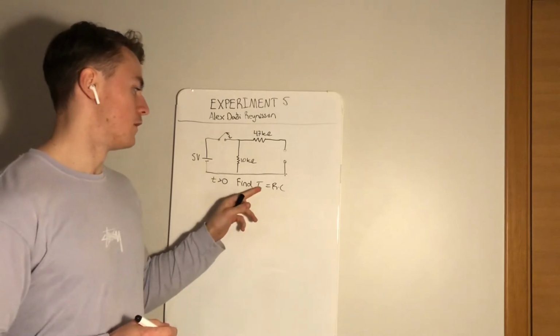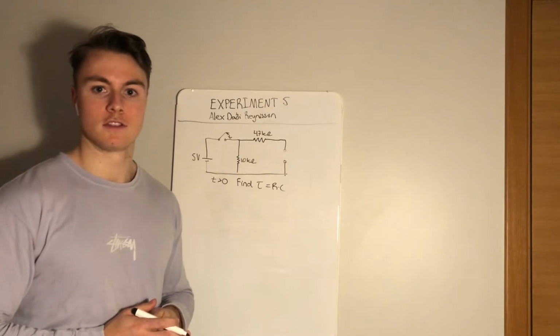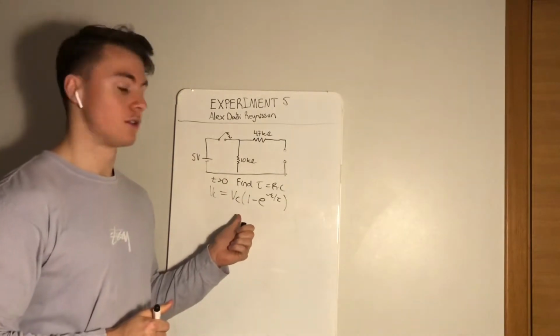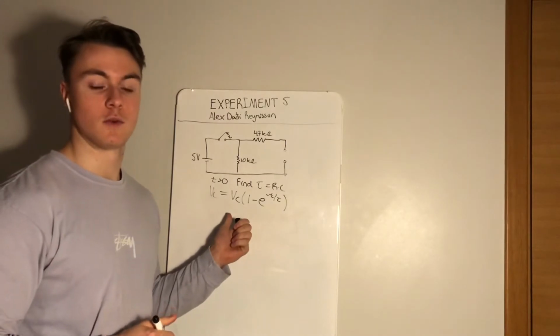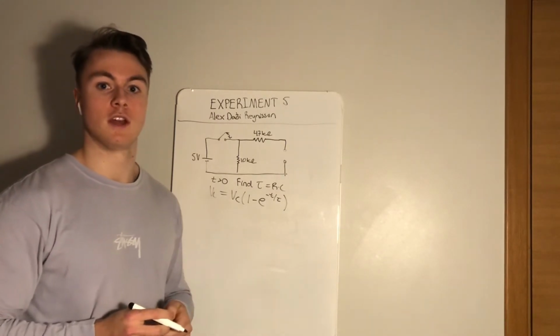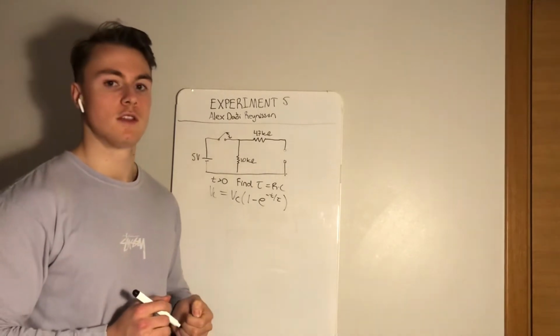First of all, we need to find the time constant, and when we have the time constant, we can use this equation here to find the voltage across the capacitor at any given time t. So let's find the time constant.